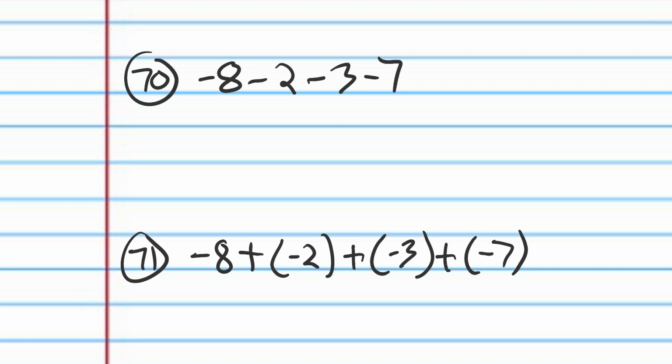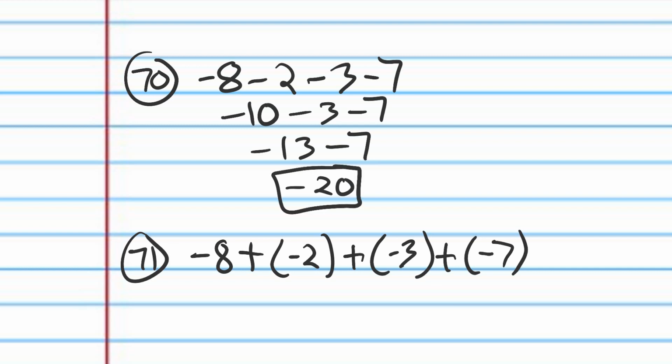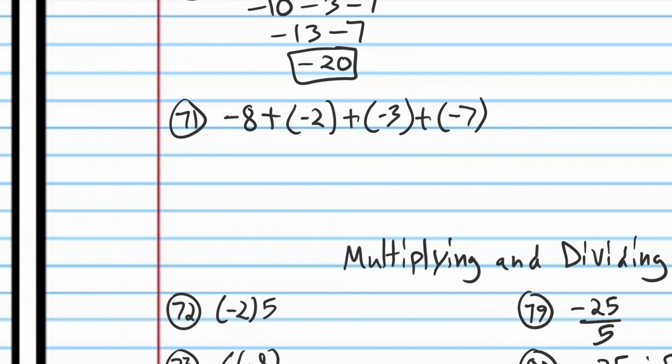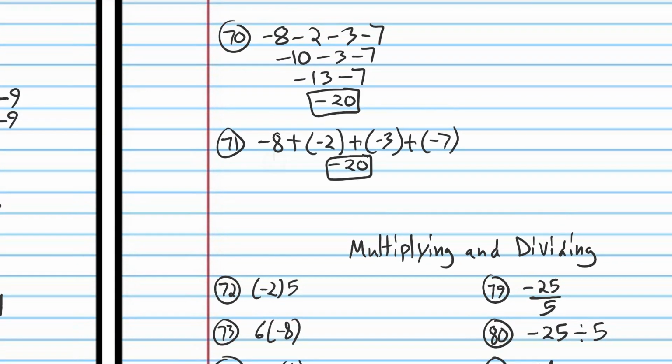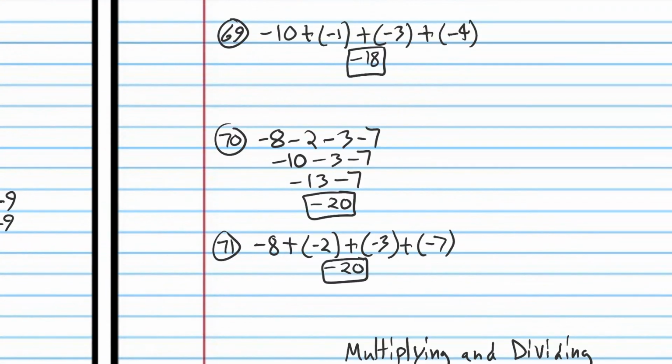All right, we're back. So negative 8 minus 2 is negative 10. Negative 10 minus 3 is negative 13. Negative 13 minus 7 is negative 20. So if you got negative 20, good job. And of course, this problem, you get negative 20 also. So that's adding and subtracting negative numbers. Again, the calculations are very easy.